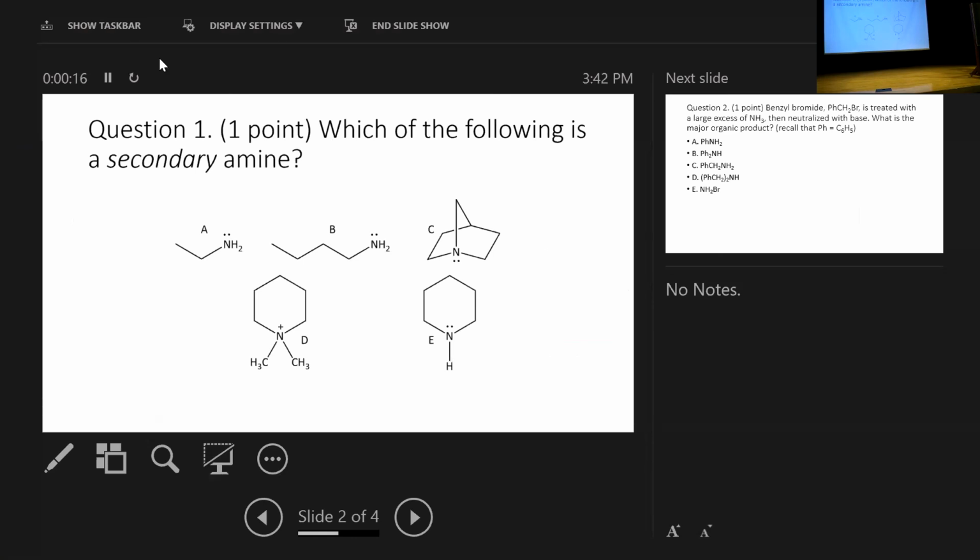Which of the following is a secondary amine? Should be pretty straightforward. Not meant to be a trick question. I don't want to keep you guys too late, so we'll go out to 1.5 minutes.